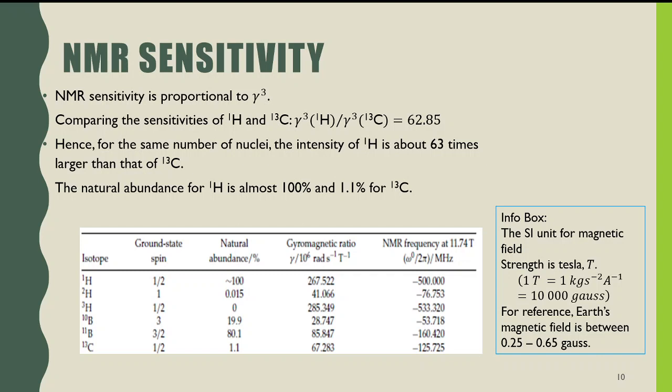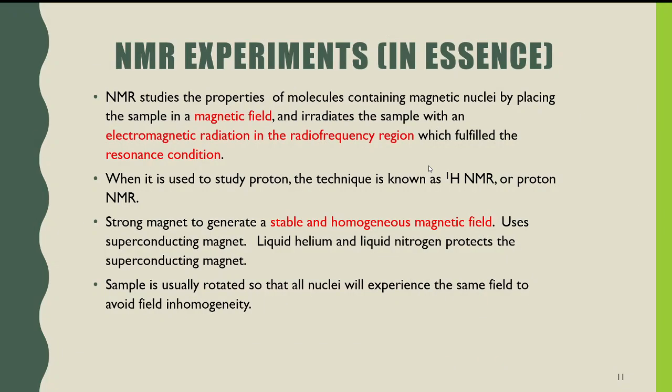Now in terms of sensitivity, it's proportional to gamma cubed, and comparing that, you can expect that the sensitivity of proton NMR is going to be very large compared to that of carbon-13, for example. And this is what this slide talks about.